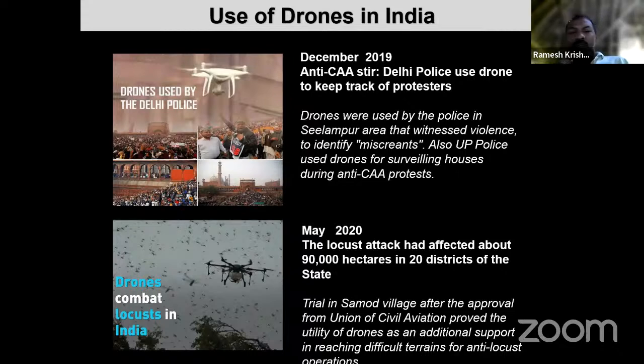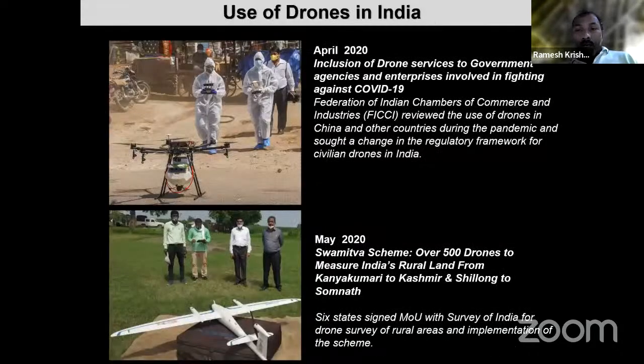And then we also used it for the locust attack, the huge locust invasion in 2020. That was also very famously known for the use of drones for handling it. And also for COVID, transporting drugs and vaccines was done. And now, as I said earlier, Survey of India is doing rural land measuring of India.